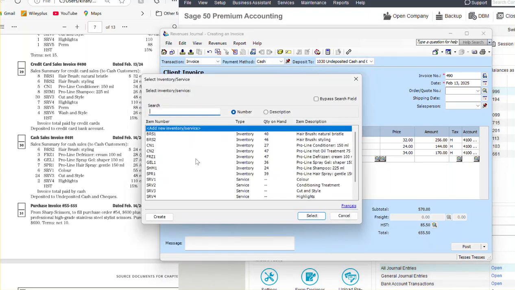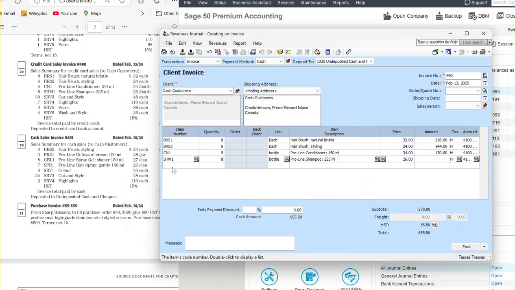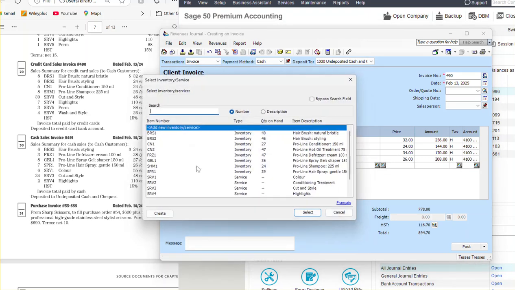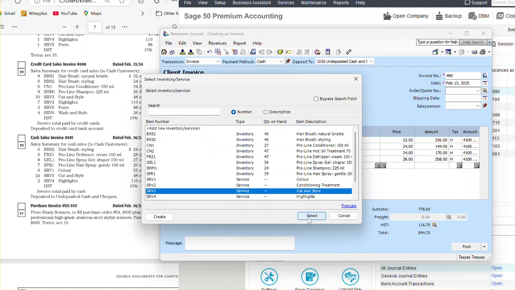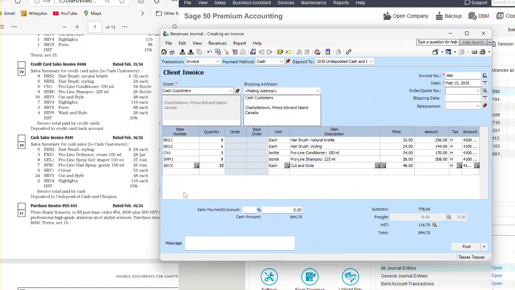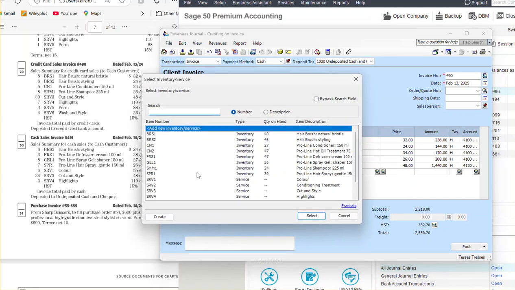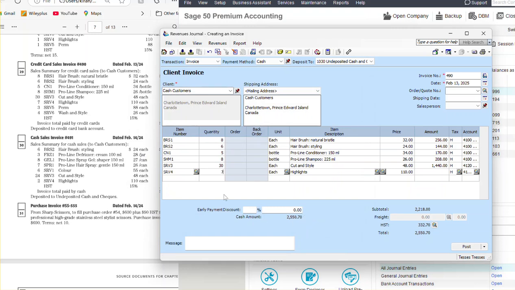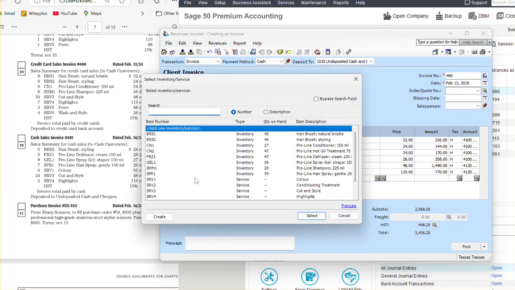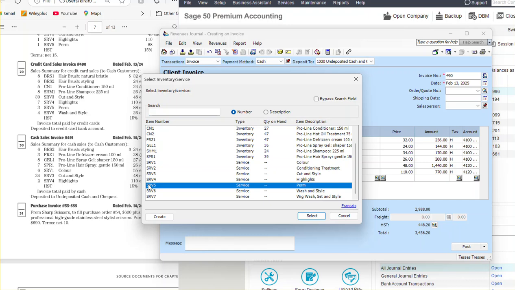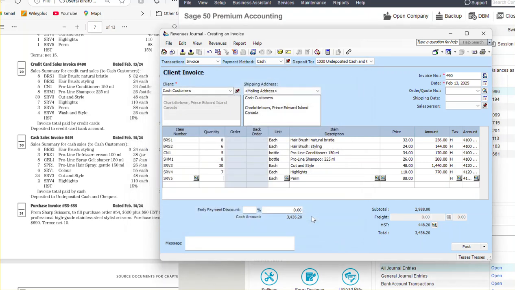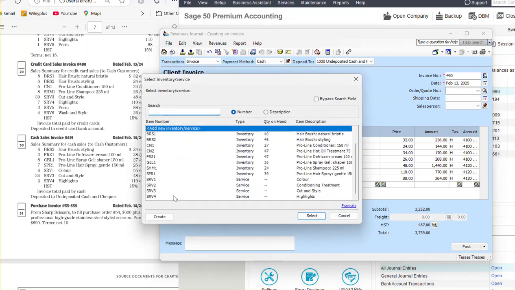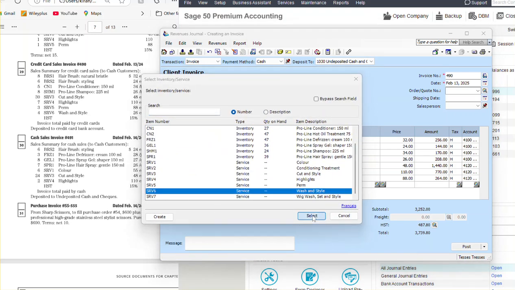Go to the next one. That is your SHM1, and that is my 8. Go to the next line. We have SRV3, and that's 30. Go to the next line. We have SRV4, and that is 7. Go to the next line. We have SRV5, and that is 3. Go to the next one, SRV6, and that is 4.